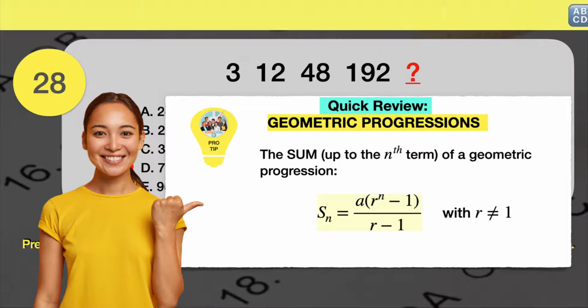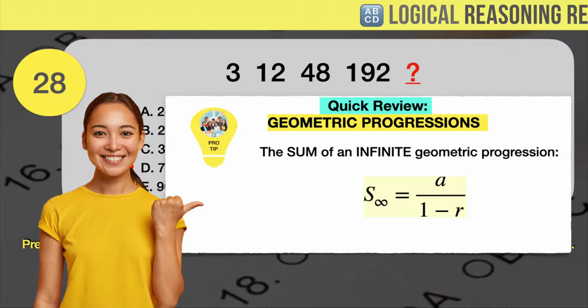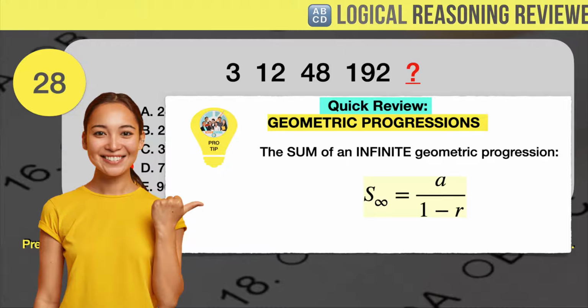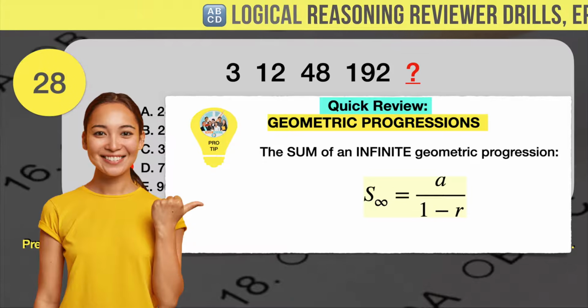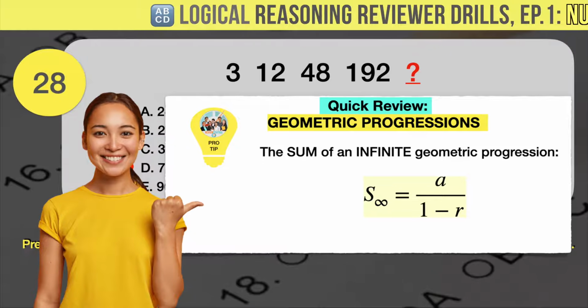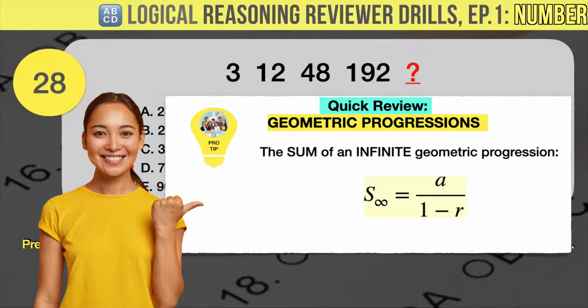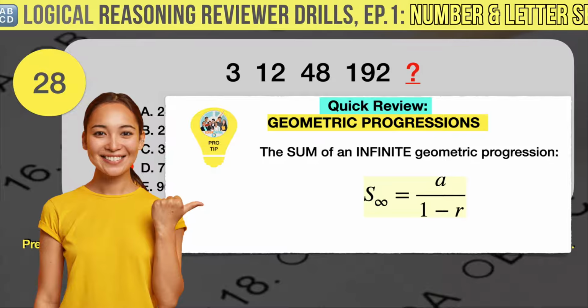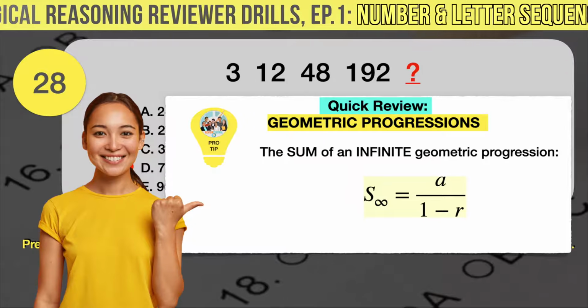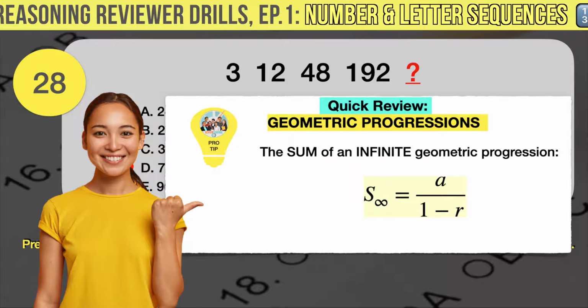On the other hand, the sum of a geometric progression, S_n, up to the nth term is given by the following formula as shown. There is also a formula to find the sum of an infinite geometric sequence, that is, with n approaching infinity, as shown. We strongly recommend that you commit these formulas to memory as they may come in very handy during one or more of your mathematics and logical reasoning exams. We can park these formulas aside for now, but we will definitely get to use them later in our drills.